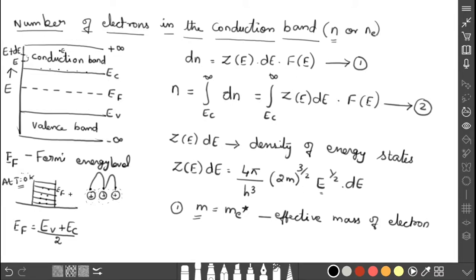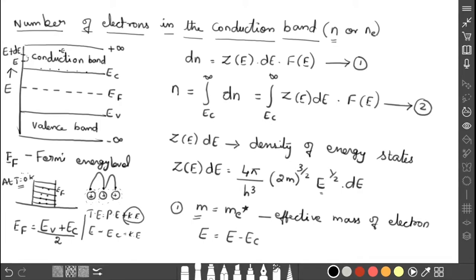So what is the general formula? Total energy is equal to potential energy plus kinetic energy. Now we are talking about the kinetic energy only. Kinetic energy is the total energy E minus the potential energy. What is the potential energy here? EC. So instead of E, I am going to write E minus EC.